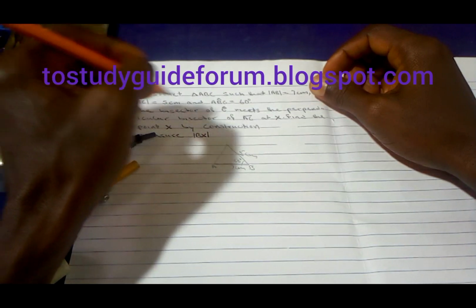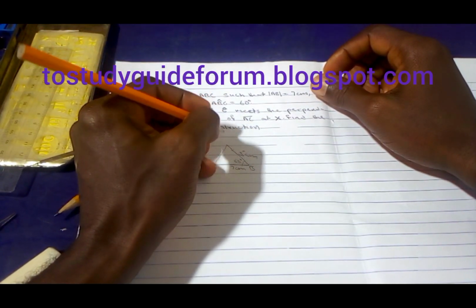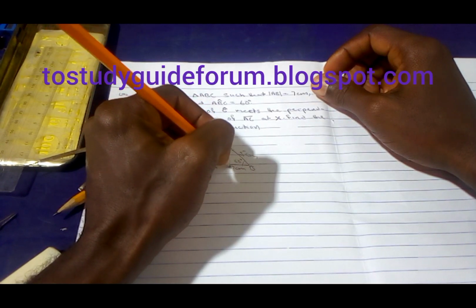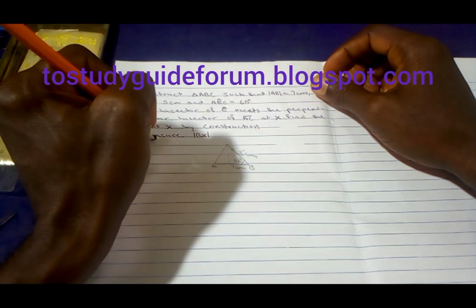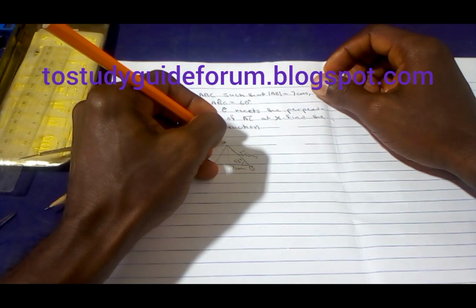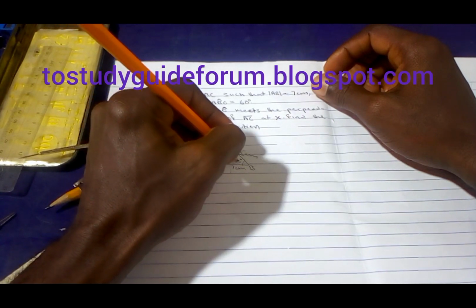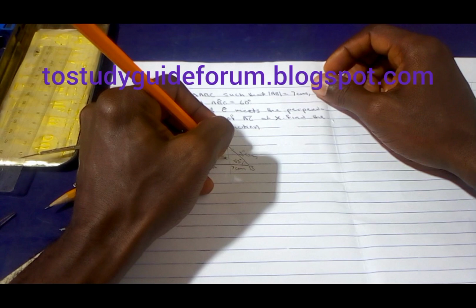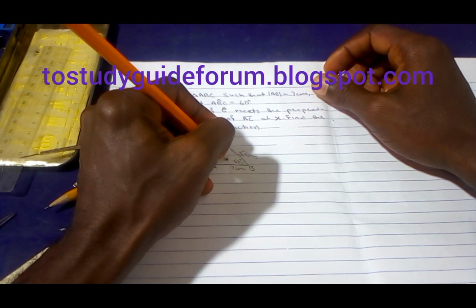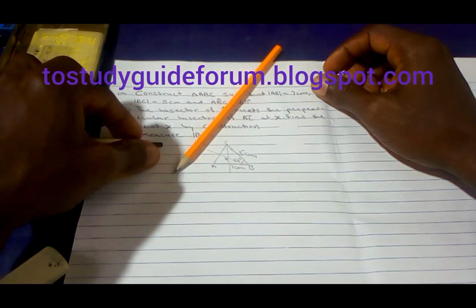Here again, the next question said bisector. That means we're going to have a bisector of this angle at C, bisecting it, and then meet the bisector of AC, which will be coming from here, at a point we are going to measure, which is X. So let's quickly do that.